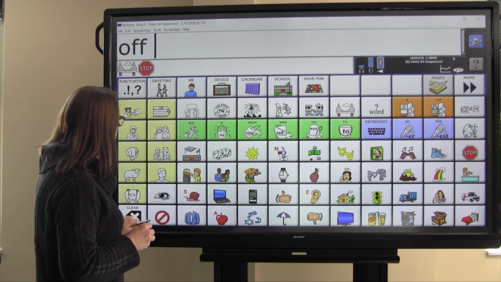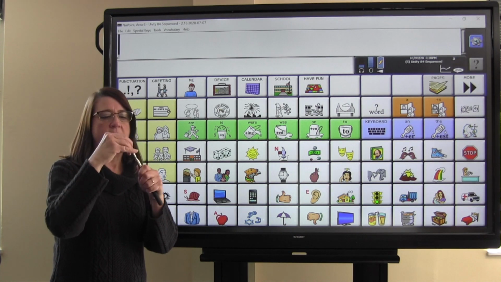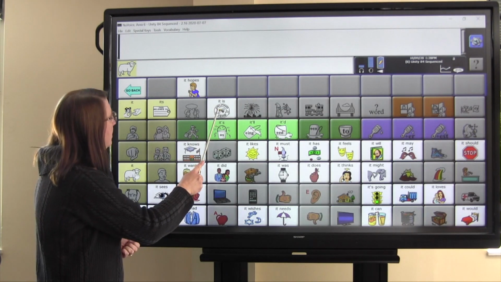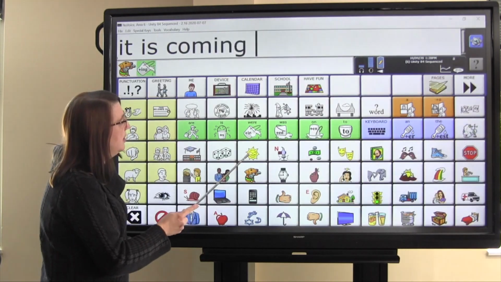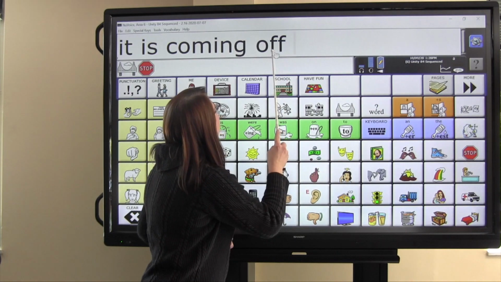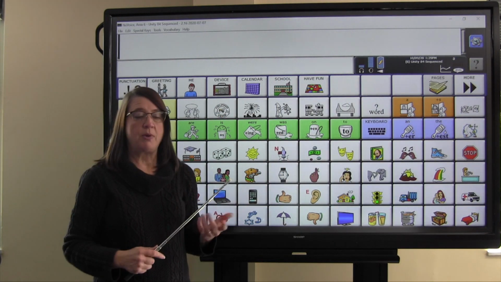Okay, so let's say it is coming off. Clearly, this has just come off, and I'm trying to put it back on. So let's say it is, use the dog, coming. Preposition plus the stop sign, off. It is coming off. It is coming off.